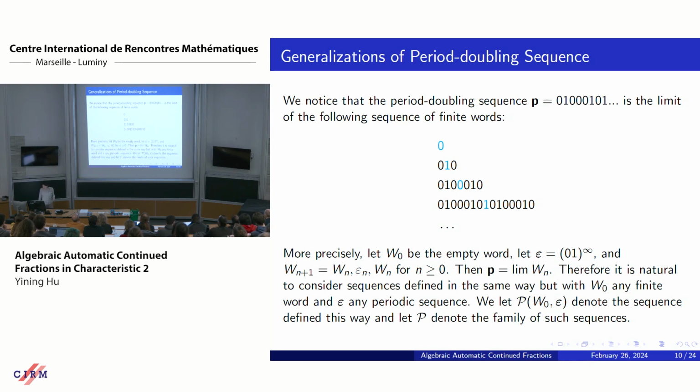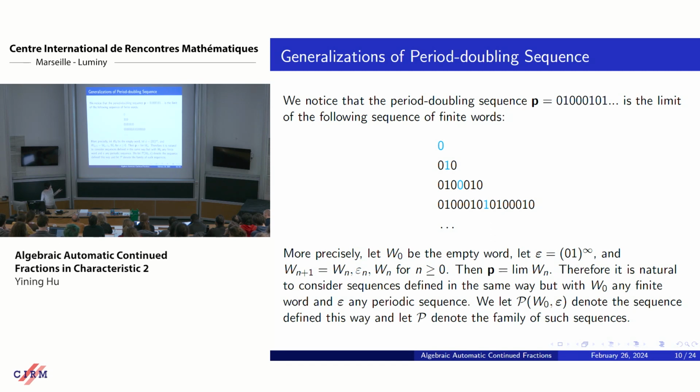To put it more precisely, let W0 be the empty word, let epsilon be 0, 1 to the infinity, and define the next word to be Wn, epsilon n, Wn. Here the comma is for concatenation. And then the pure doubling sequence is the limit of Wn. So to generalize the pure doubling sequence, we consider other sequences that can be defined this way.